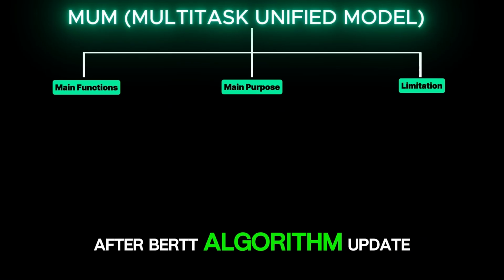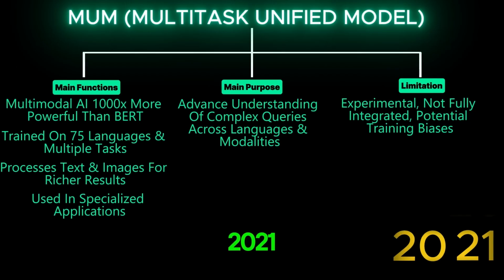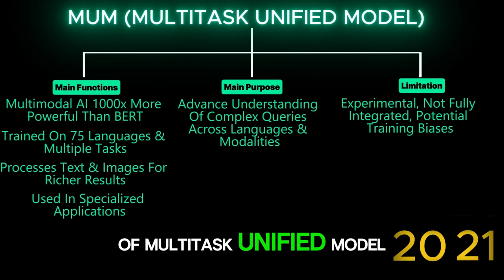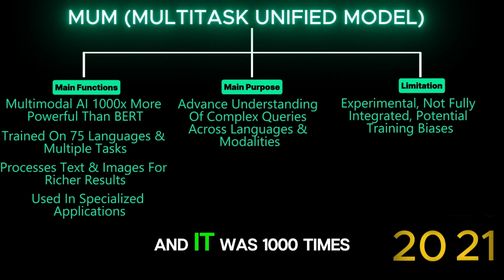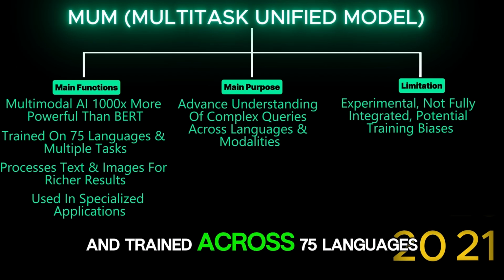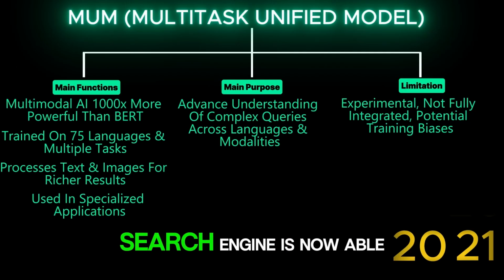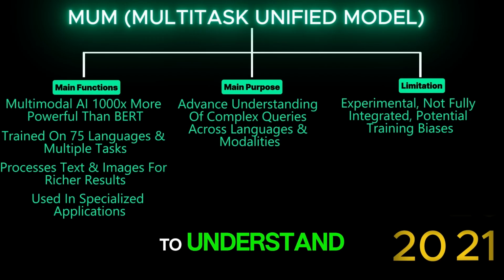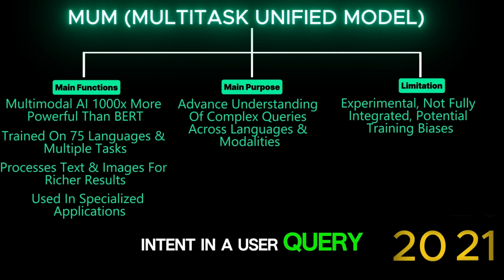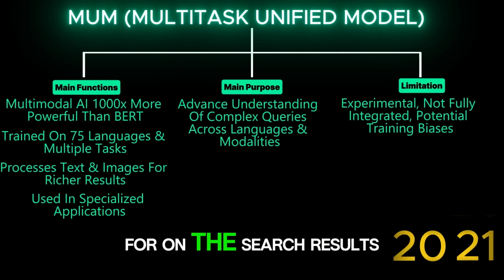After the BERT algorithm update in 2019, Google introduced the MUM update in 2021. MUM is an abbreviated form of Multitask Unified Model, and it was 1000 times more powerful than BERT and trained across 75 languages. And after deploying this MUM algorithm, the search engine is now able to understand the crystal clear intent in a user query. What exactly is a user looking for on the search results.